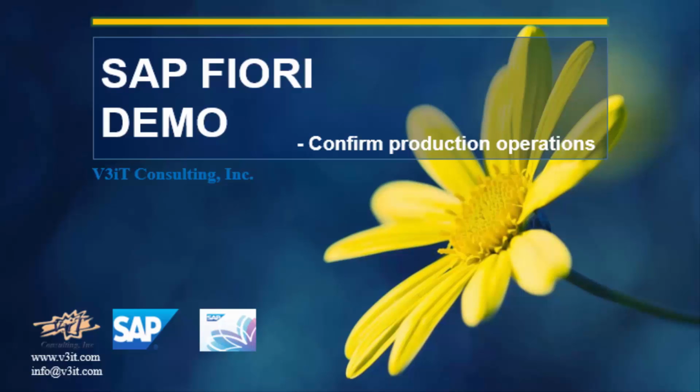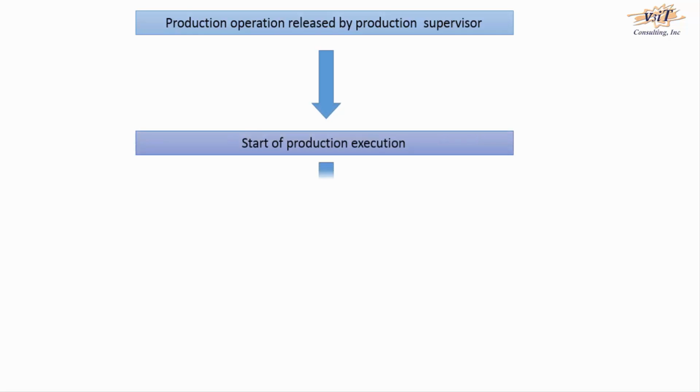Hello. This demo shows the user experience for the Fiori app Confirm Production Operations. This app is to be used by production workers. As the production operation is released by the production supervisor, production execution gets started.